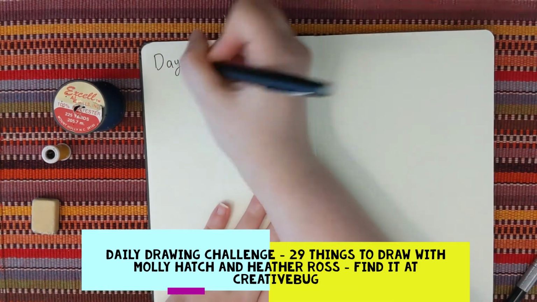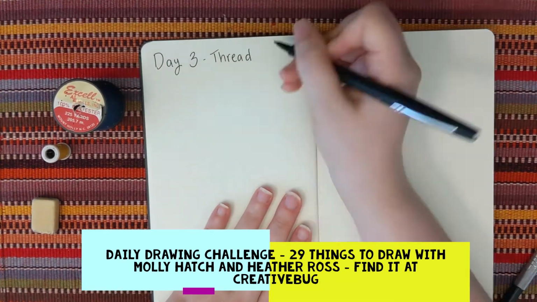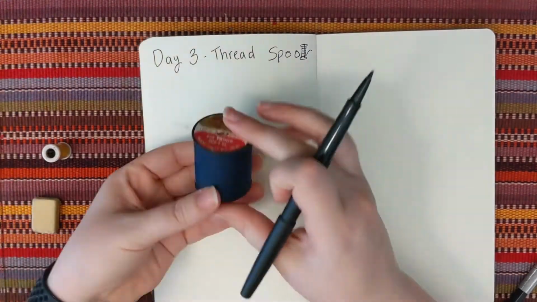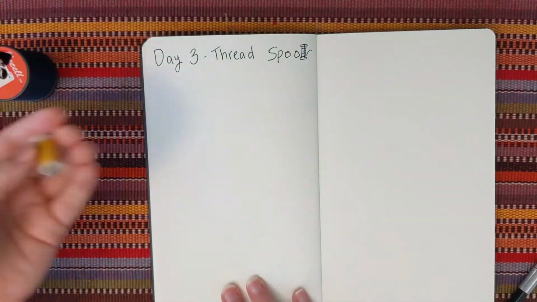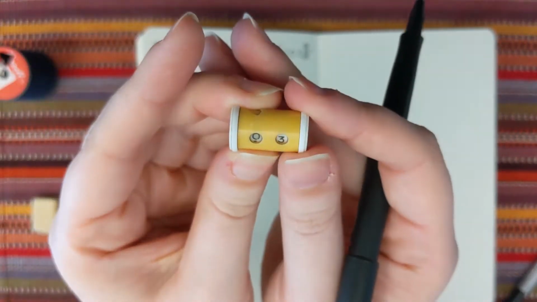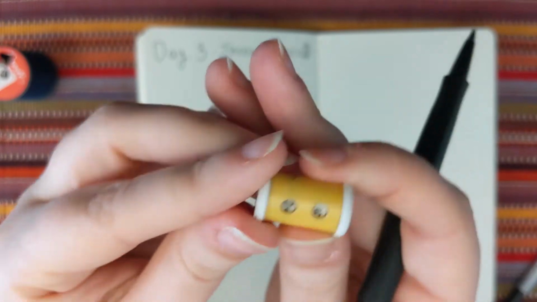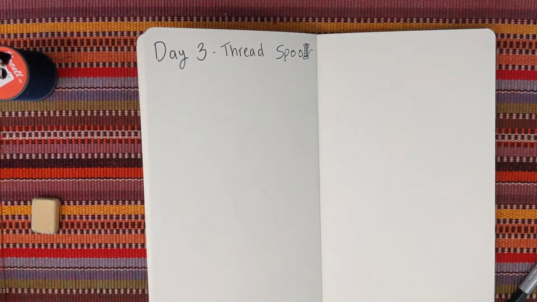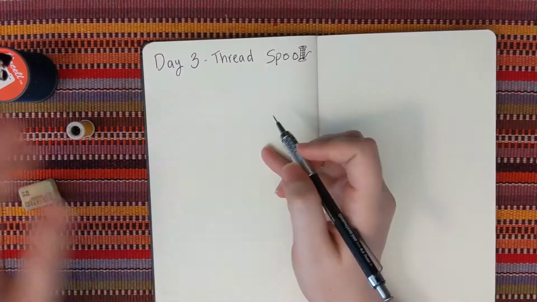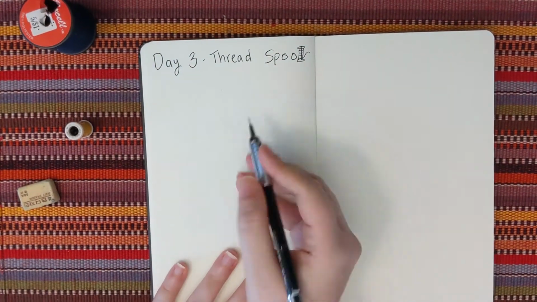Okay, so let's get into day 3. We will be drawing a spool of thread. Here's my spool of thread. And I've also chosen this row counter that I use when I'm doing crochet projects. You turn the dials on either side and you can increase the numbers, and that way you know what row you're working on. I'll be using a mechanical pencil today, and let's get started.